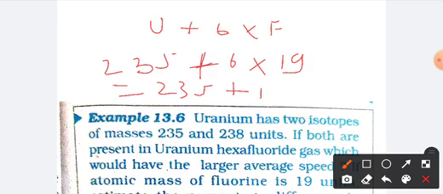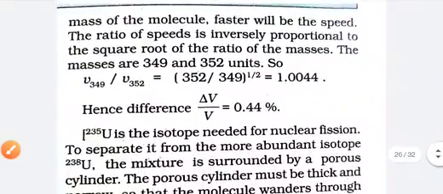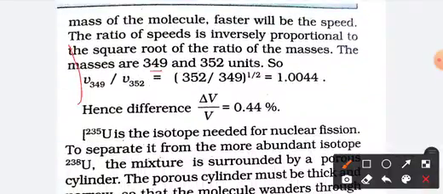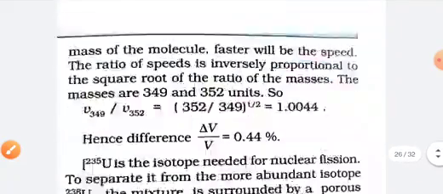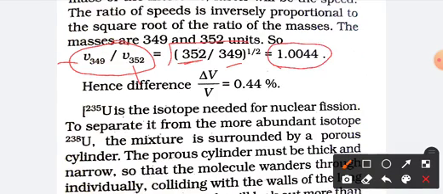This is equal to 114. So this will be equal to 349. Okay, so for the 235 molecule it will be 349, and for the other one, with 238 units mass, it will be 352. So now we are taking the ratio of the velocity, 349 upon 352, that will be equal to root over 352 upon 349, and if we calculate this value, it will be equal to 1.0044.